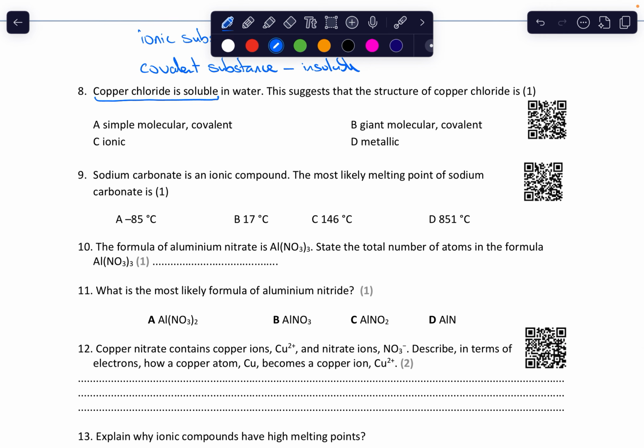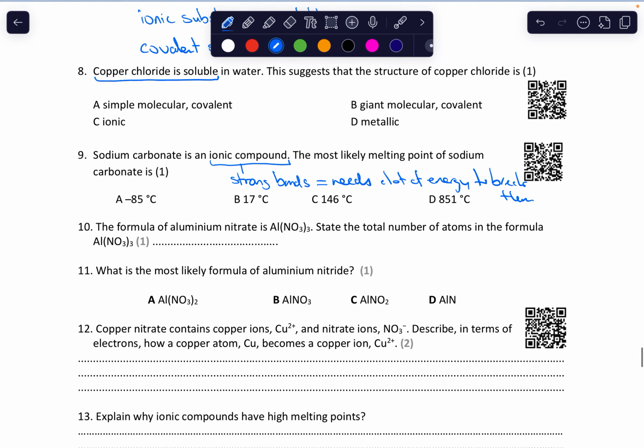So this is an ionic compound, and it wants to know the most likely melting point. If you remember, if it's ionic, it has strong bonds. And if it has strong bonds, that means that it needs a lot of energy to break them, to make them melt. And therefore, you would expect it to have a high melting point.